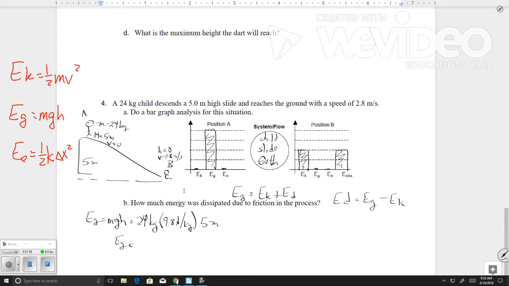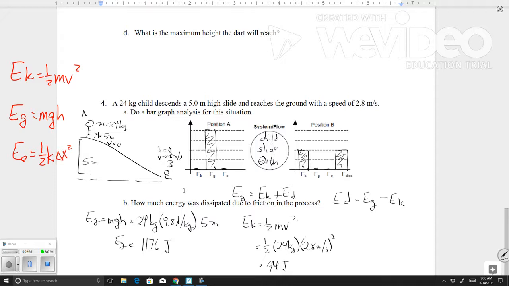When I run that calculation, EG is 1176 joules. Kinetic energy, which is the other one I need, is equal to 1/2 mv squared. I have all of those, so it's 1/2 times 24 kilograms times a velocity of 2.8 meters per second, squared. And if I crunch those numbers through, I'm going to end up with 94 joules.